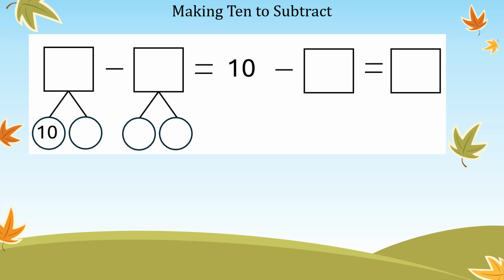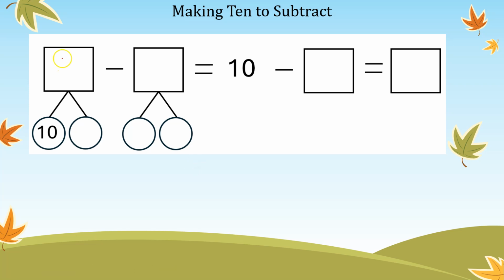So rather than using the 10 frames like the curriculum suggested, what we should do is to use the number bonds to really have students think about breaking the numbers apart and bringing it down to 10, because this lesson again is making 10 to subtract.